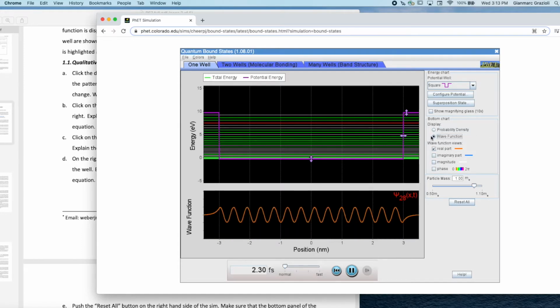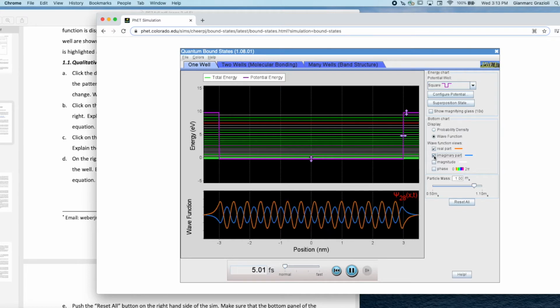And by the way, the wave function has a real and an imaginary part. So when I talk about squaring wave functions, you're multiplying the wave function by its complex conjugate. Basically, if there's an i in front of something, it becomes a negative i in its complex conjugate.